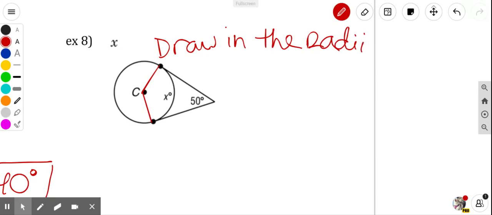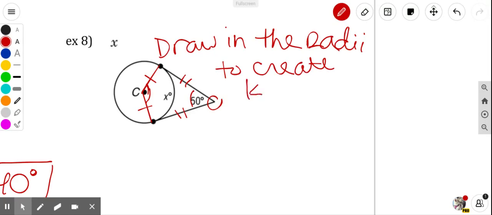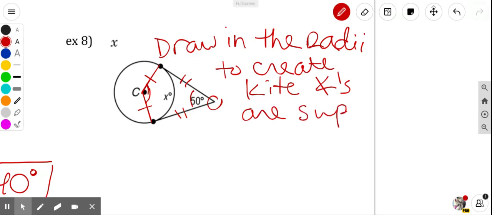The reason why we do that, remember that all radii are congruent in a circle, right? So these are equal. We also learned that when you have two tangents intersecting outside of a circle, that the segments are congruent. So this creates a kite. And so the reason why this is helpful is if you remember these angles in a kite, this one here and this one here, are supplementary. So we draw in the radii to create a kite. And then the angles are supplementary. They add to 180. So what we're going to do is 180 minus 50 to give us 130.